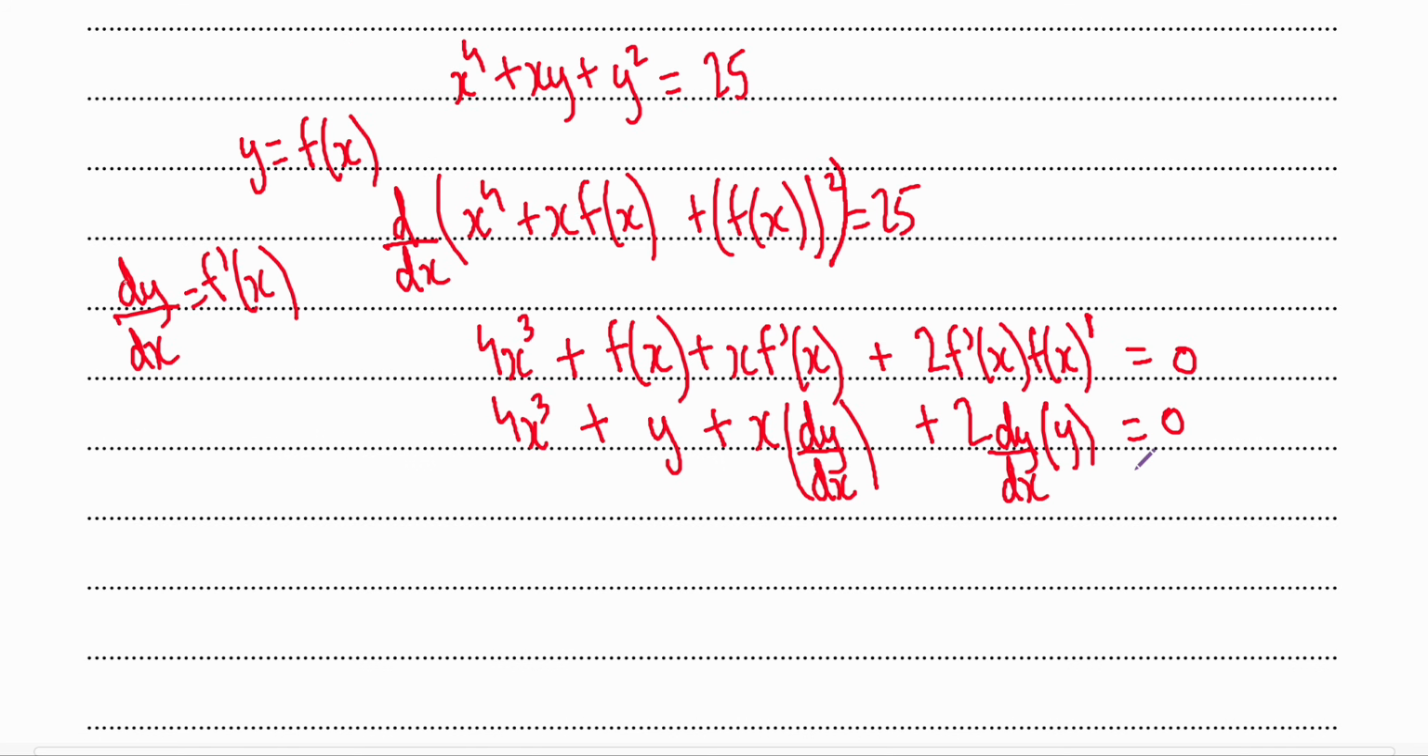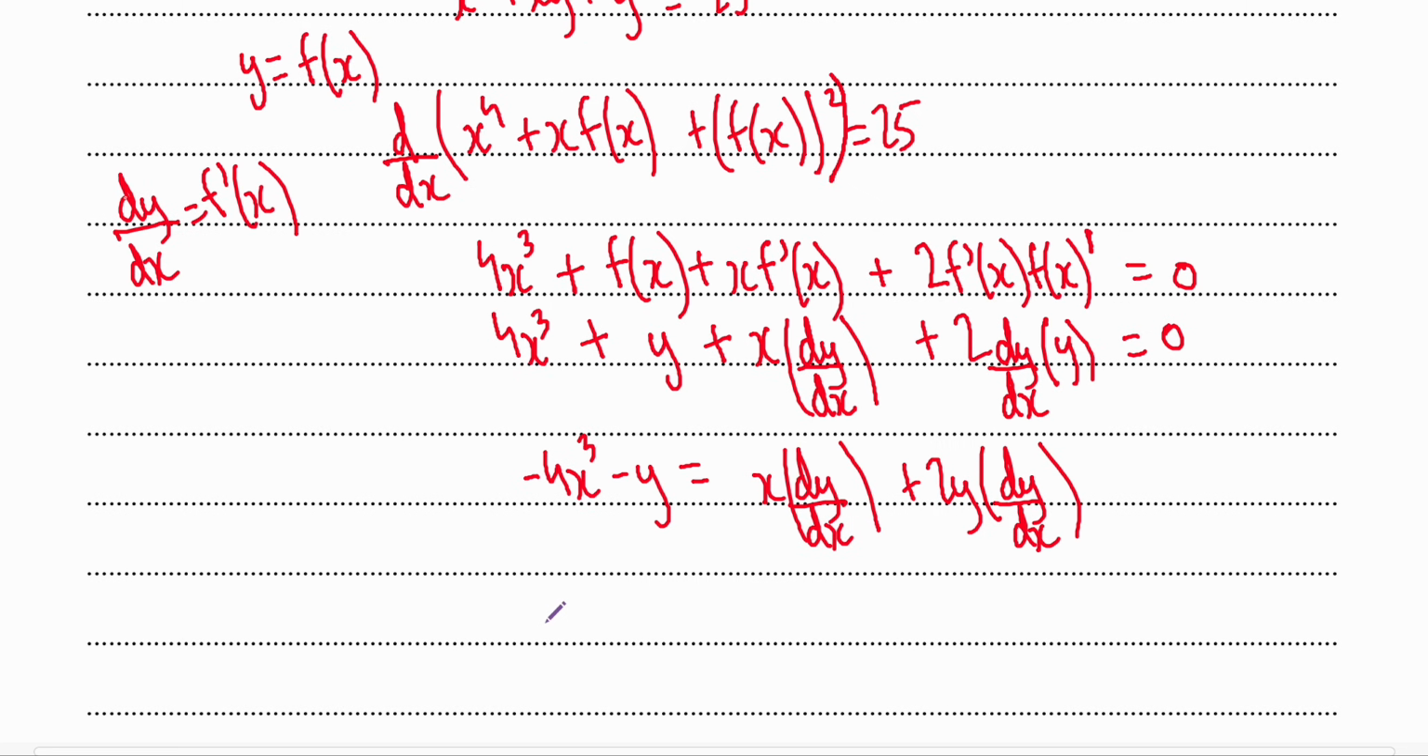Well, what can we do now? To find dy by dx, we can just rearrange this equation. So let's bring these to the other side. So you have minus 4x cubed minus y is equal to x times dy by dx, plus 2y times dy by dx. Well, now dy by dx is on the same side, so you can just factorize it, right? So you're left with dy by dx times x plus 2y is equal to minus 4x cubed minus y.